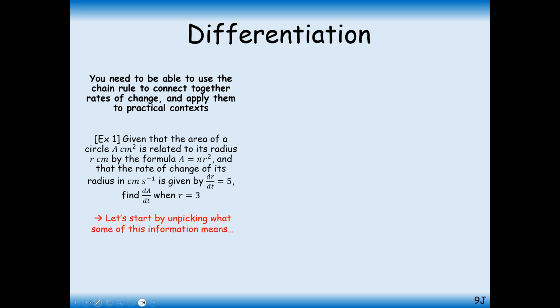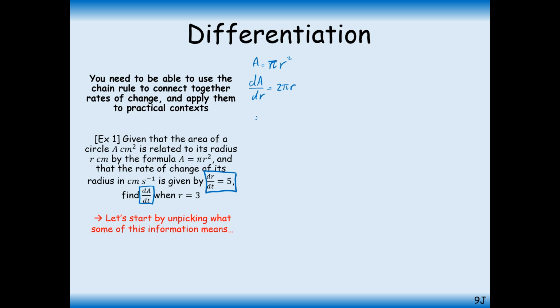So, how can we tackle this problem? Well, we can say that we don't know dA by dt directly, because the expression for A doesn't have any t's in it, but I can find the derivative of A with respect to r, and that would be 2 pi r, and I've already been given what dr by dt is.